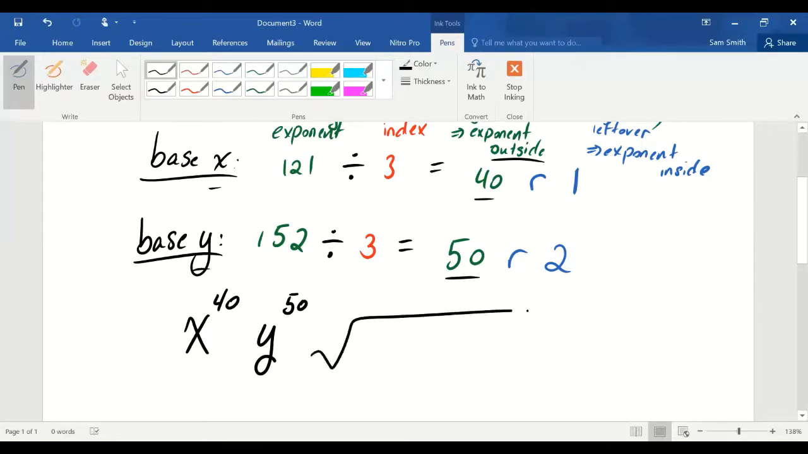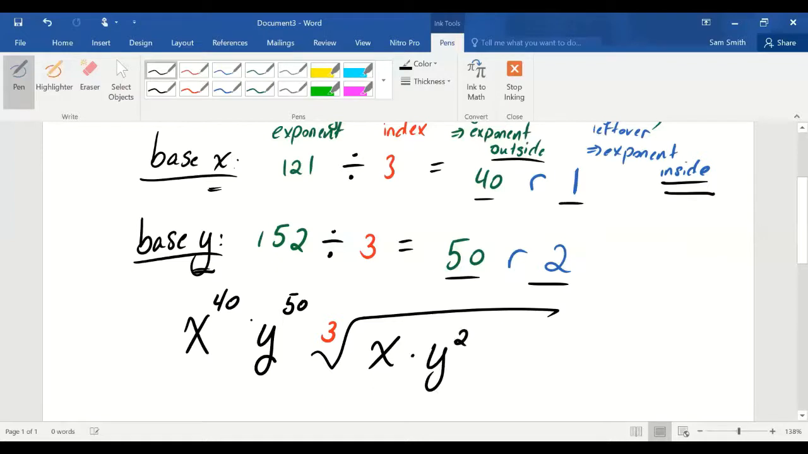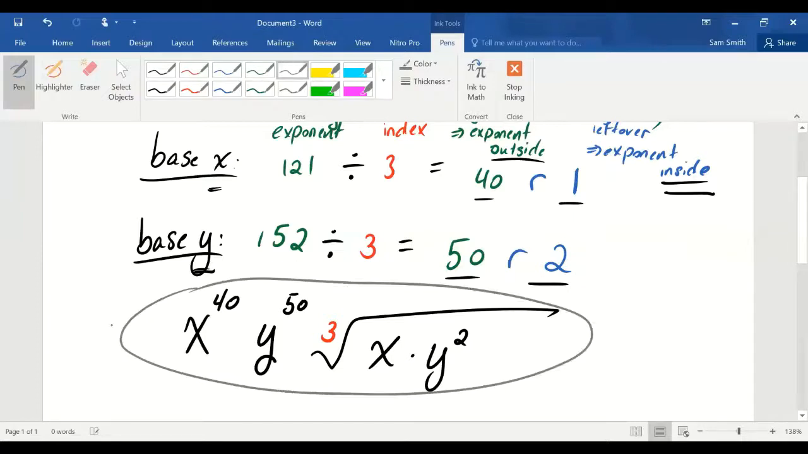Now, inside the cube root, who is left behind? There is one x left behind on the inside. One x. And there will be two y's left behind on the inside. So x to the 40, y to the 50 for the exponent of y, cube root of x times y squared. That is how I would simplify a question of this complexity.